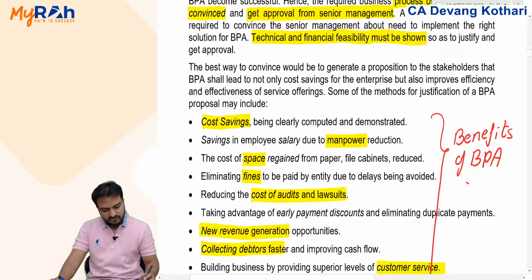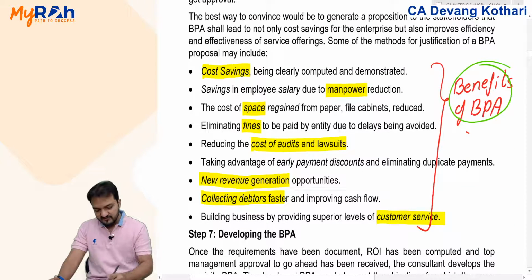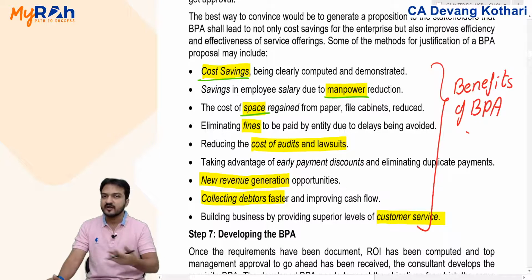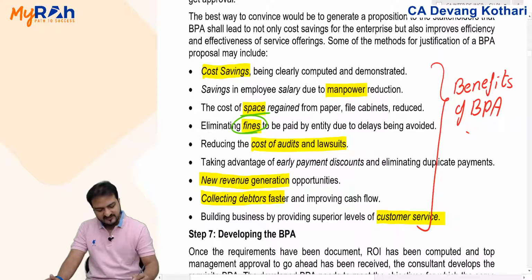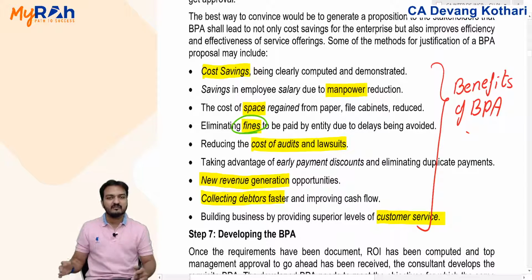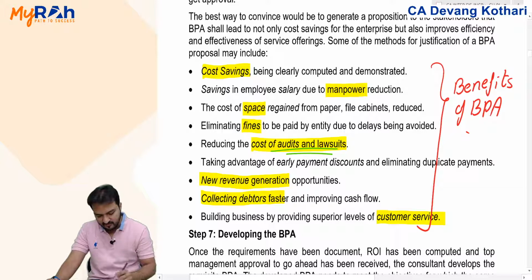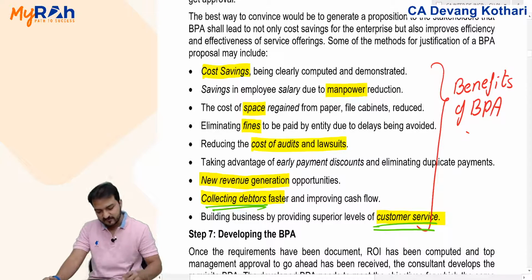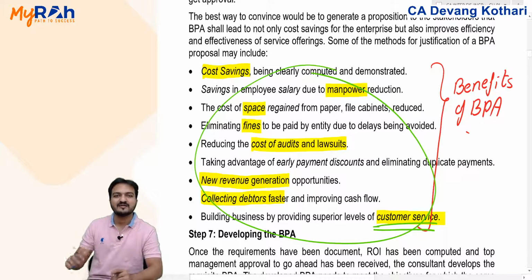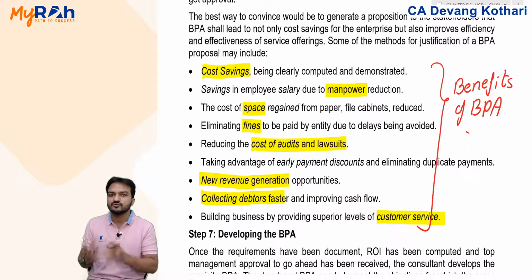Anyways, for that matter, you have to show them the benefits of BPA. Benefits of BPA like cost saving, manpower saving, space saving because now you don't need so many people, eliminating fines and penalties which you had to pay because you got delayed in the filings. Cost of audits and lawsuits can be reduced. New revenue generation can happen because of new technologies. Data collection will be faster because payments will come faster, and ultimately you can give better customer service. These are the benefits which I tell the top management. By telling these benefits, they might be convinced to do the automation.